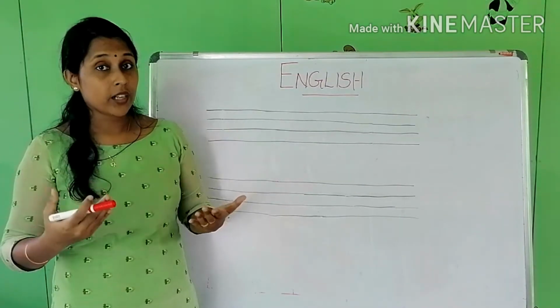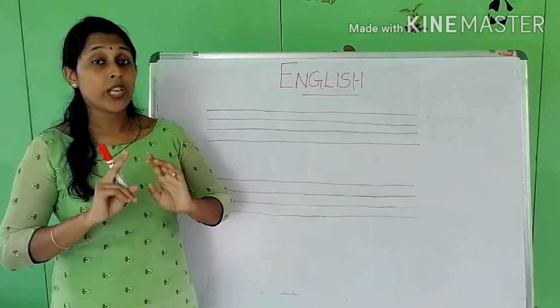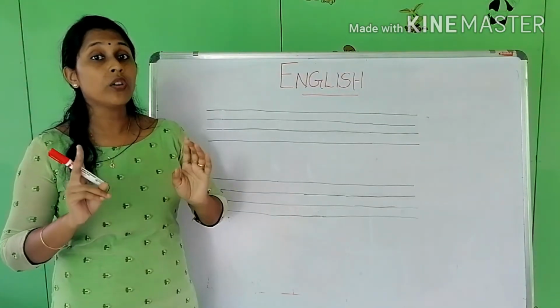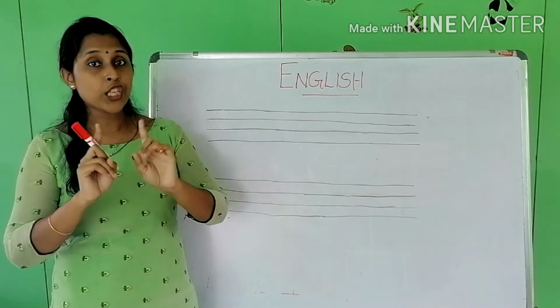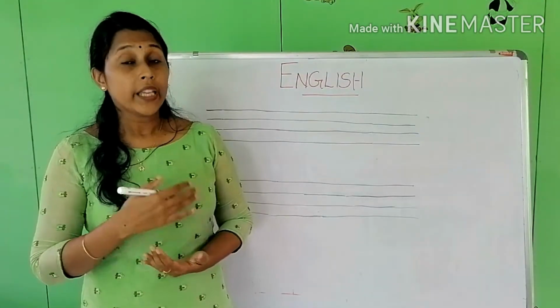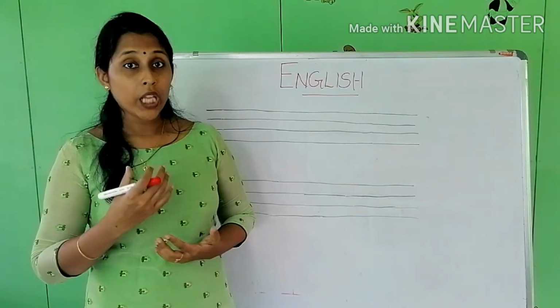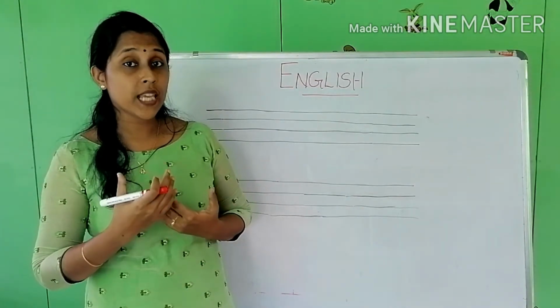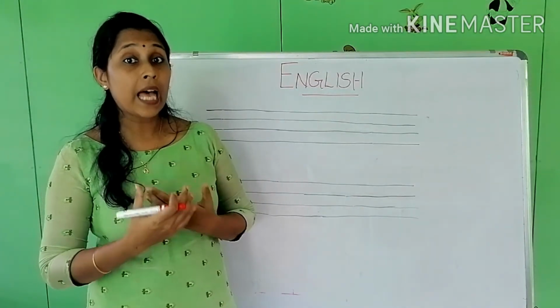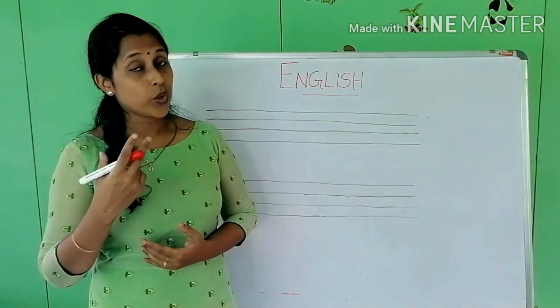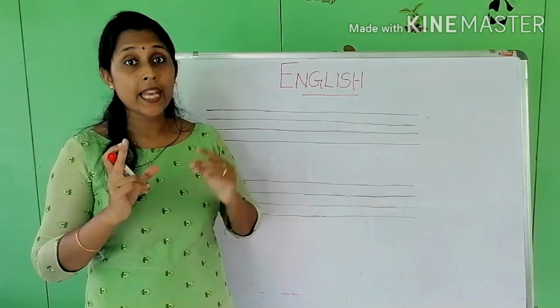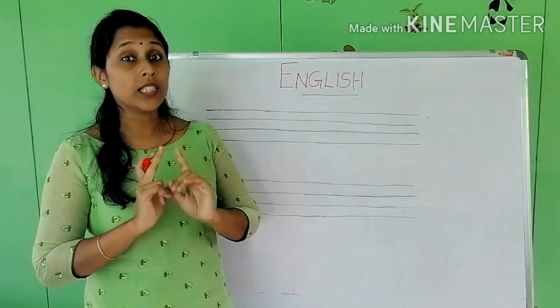Likewise, whenever you hear the sound th, you have to use the alphabets T and H together. So here also, we say the word this, that. Which alphabets do you have to use? T and H for th.